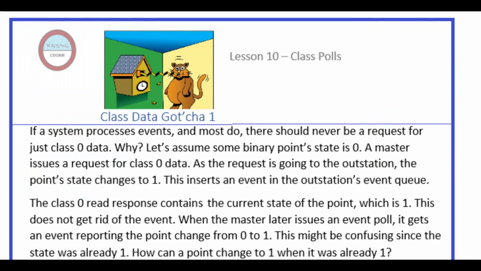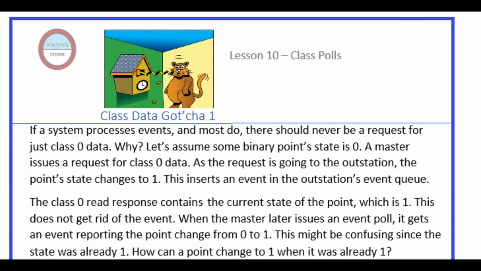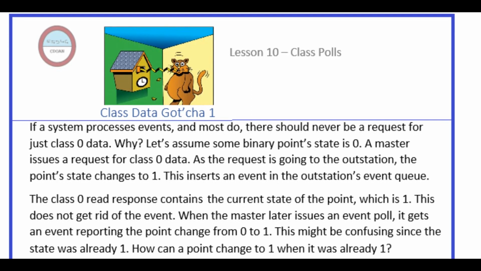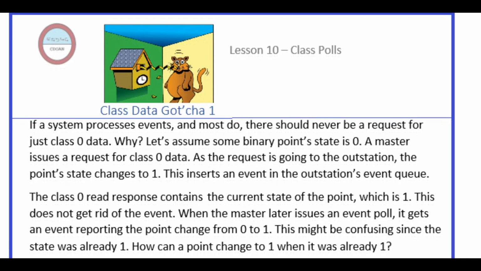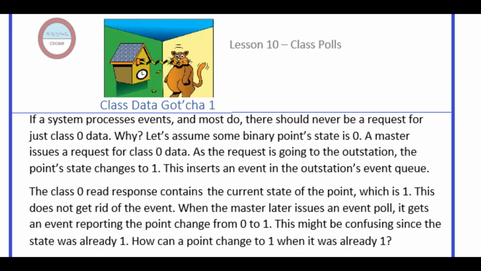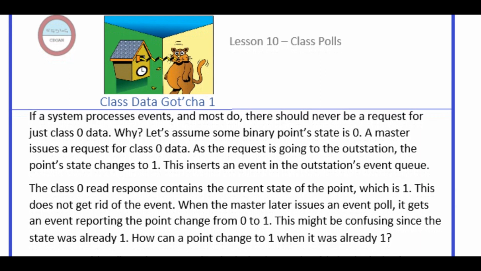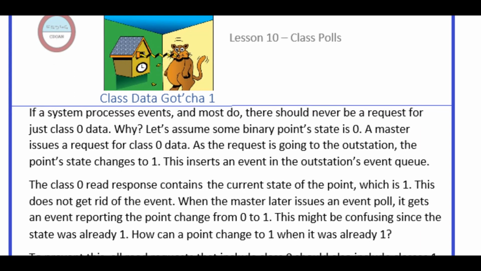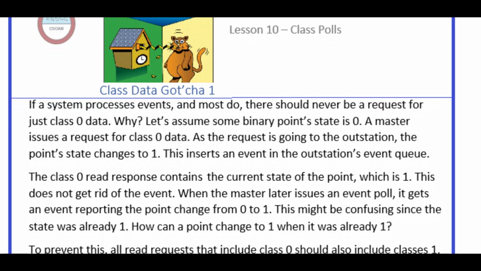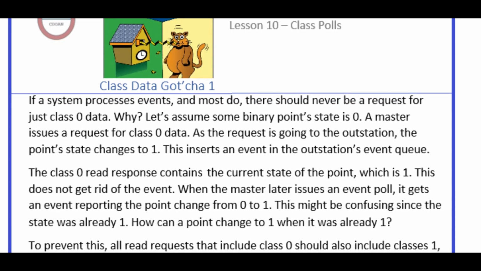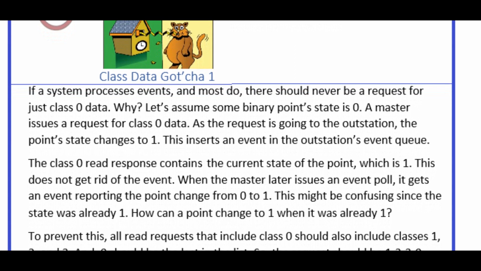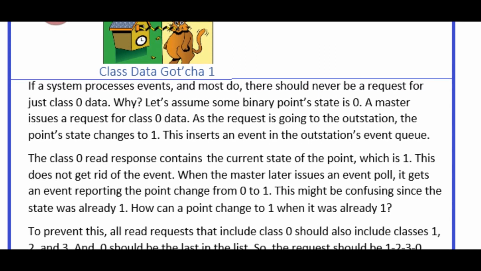Okay, now we're going to talk about a couple of important things to note about class data polls. The first is if a system processes events, and most do, there should never be a request for just class 0 data. Why? Let's assume some binary point's state is 0. A master issues a request for class 0 data. As the request is going to the outstation, the point's state changes to 1. This inserts an event in the outstation's event queue.